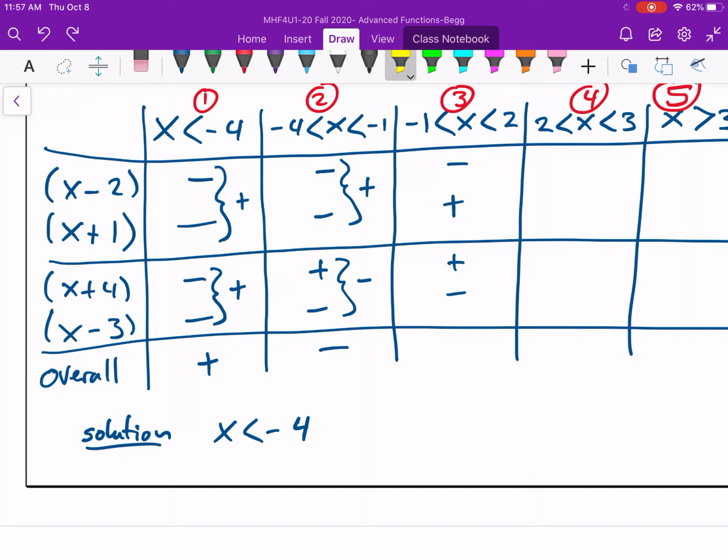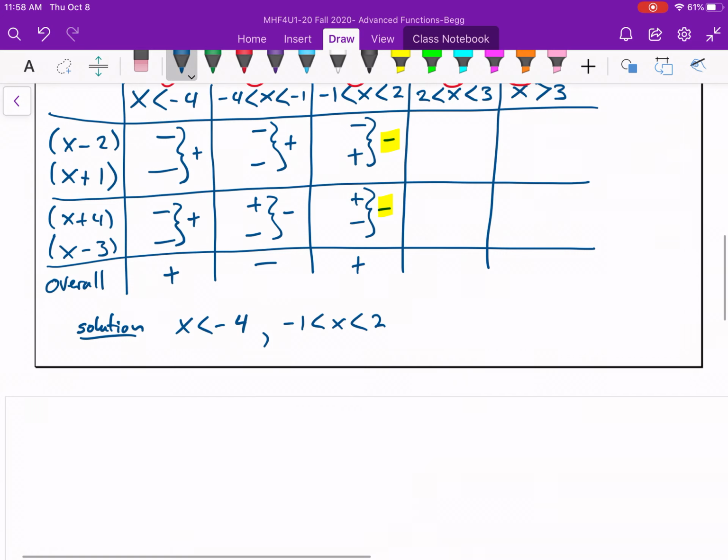But what we can see is we got negative positive on the numerator, which is going to be negative overall. We got positive negative, which is also going to be negative overall. But then we do negative divided by negative, and we're going to get positive. That means this is, again, above the x-axis. This is going to be part of our solution. So when x is between -1 and +2, that is also part of our solution.